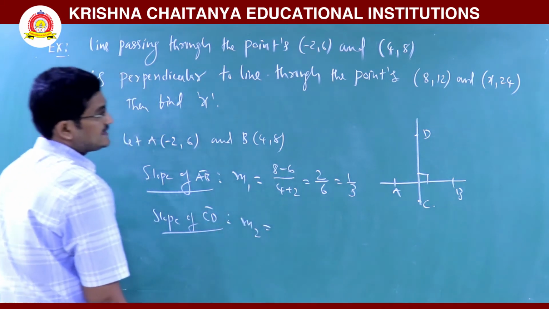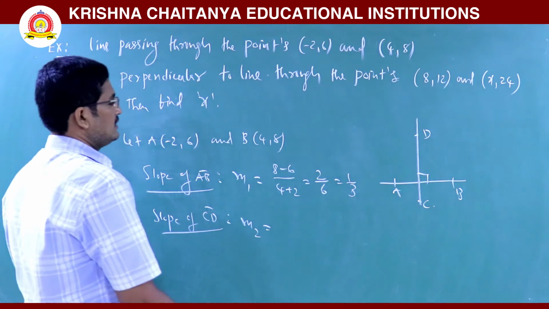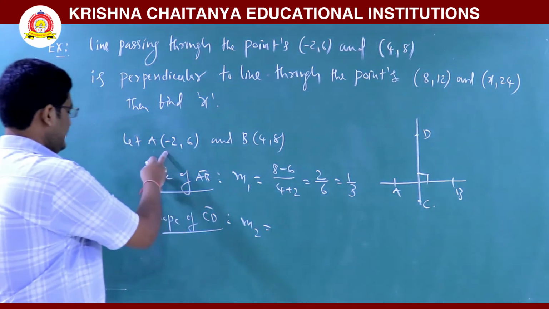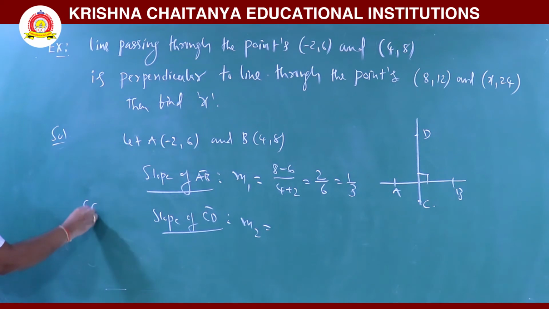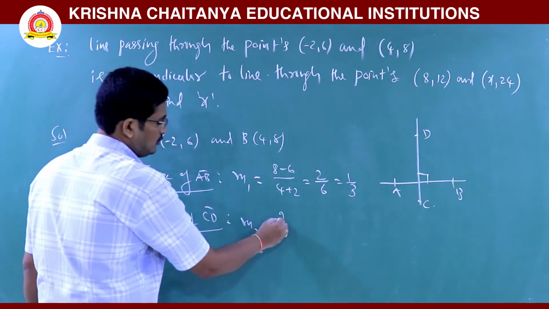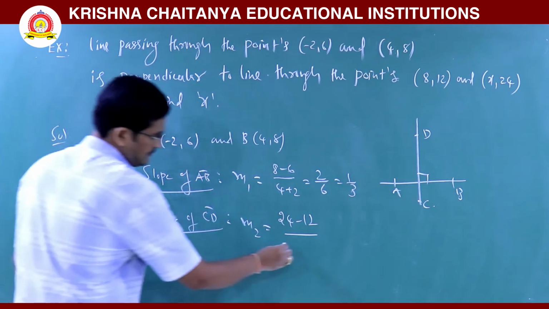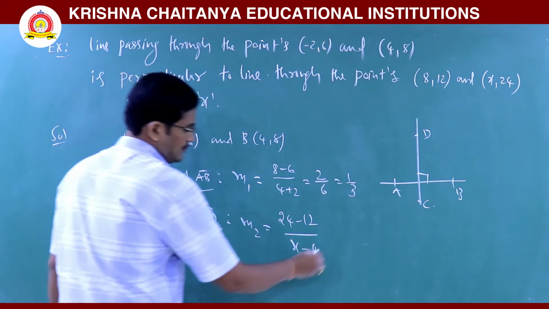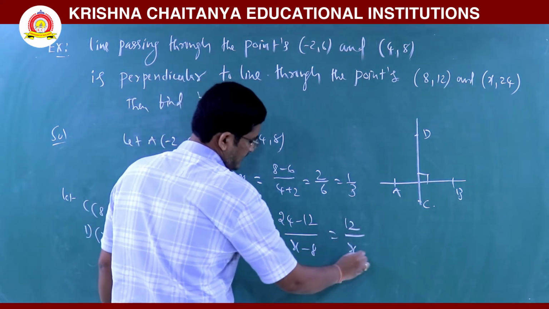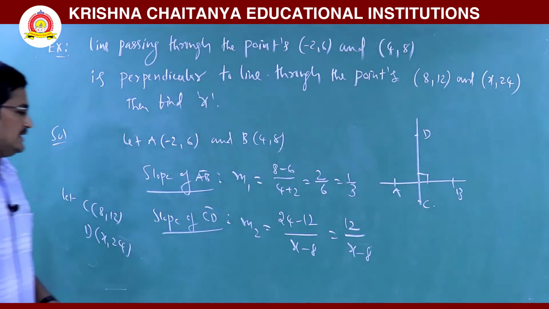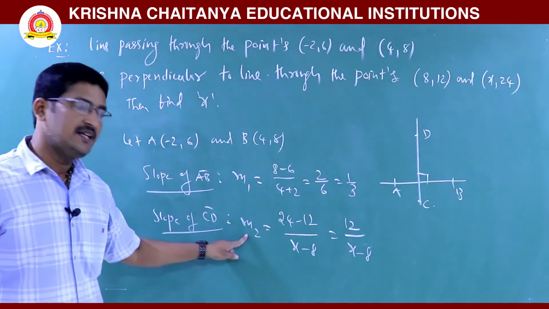What is m2? The point C is 8 comma 12, and D is the point x comma 24. The slope of CD bar is 24 minus 12, y2 minus y1, by x2 minus x1, that is x minus 8. 24 minus 12 is 12 by x minus 8. So this is the slope of AB bar m1, this is the slope of CD bar m2.